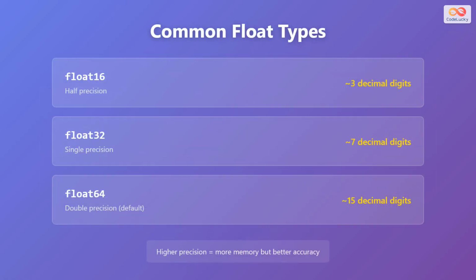For decimal numbers, NumPy provides three main floating point types. Float16 is half precision and provides approximately 3 decimal digits of accuracy. It's useful when memory is extremely limited. Float32 is single precision with about 7 decimal digits of accuracy. This is a good balance between memory usage and precision for many applications. Float64 is double precision and offers approximately 15 decimal digits of accuracy. This is NumPy's default floating point type because it provides high precision for scientific computations. Remember, higher precision means more memory usage, but better accuracy in your calculations.